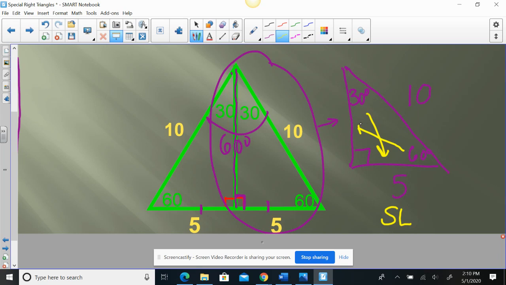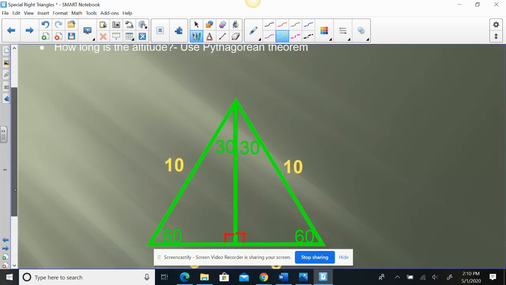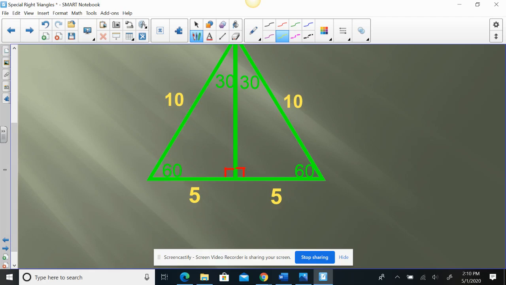Opposite my 60 degree angle is my long leg, and the one opposite the right angle never changes. That's always your hypotenuse. So I have those sides. All right, so let's go ahead and find the altitude. The altitude here, remember, would be what we just labeled our long leg.